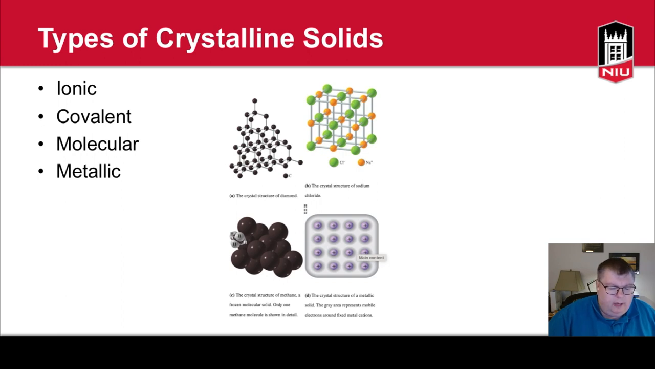So the types of crystalline solids we're going to talk about are ionic, covalent, molecular, and metallic. So here we have ionic. This is the sodium chloride lattice. Here we have covalent, which is diamond in a carbon structure. Molecular, we have solid methane. And metallic, we have a piece of metal.